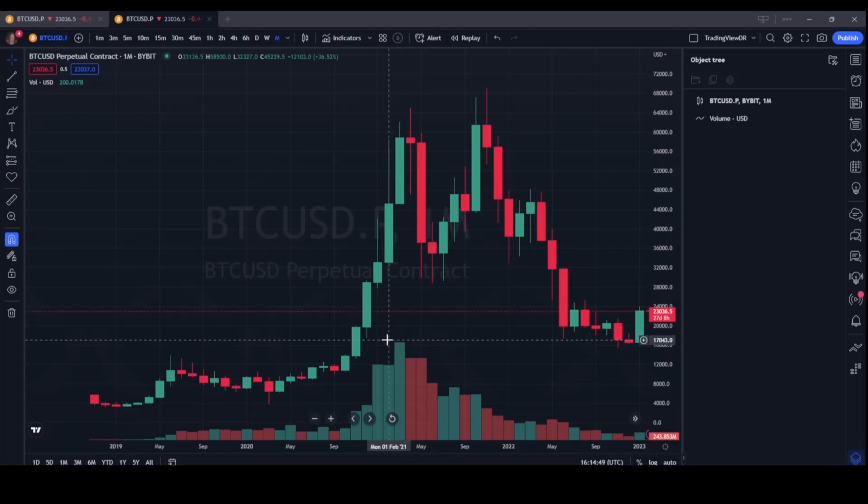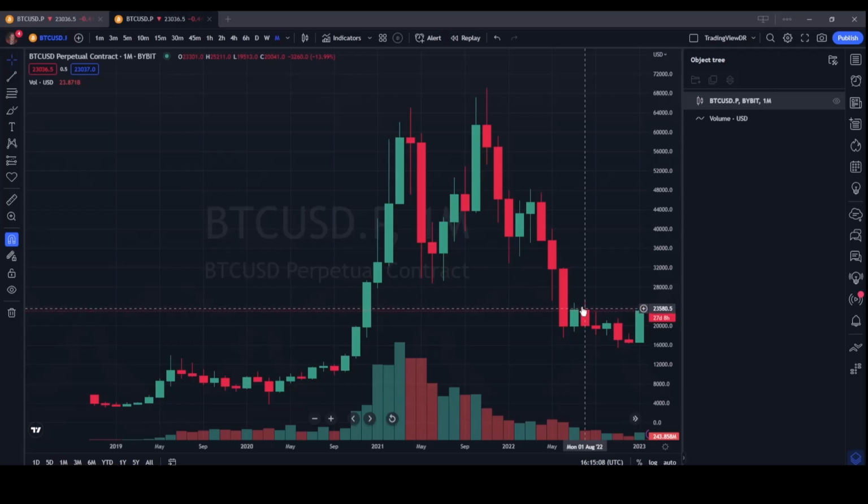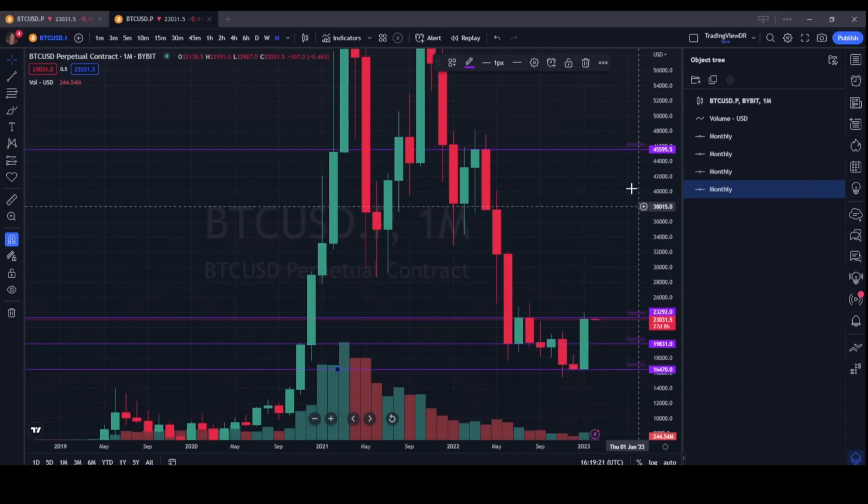Okay, so here we are inside TradingView, and the first thing on my list is to put in my monthly, weekly and daily support and resistance levels. So I'm going to have a support level there, support level there, resistance level there. I don't see anything there. Perhaps the next one I'll put in is up here. Okay, to save time, I've put these lines in, I've made them purple and I've labeled them monthly.